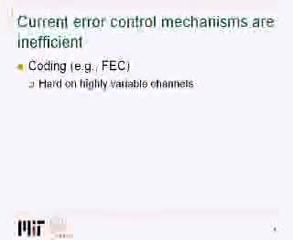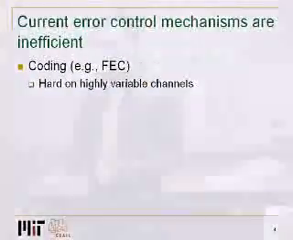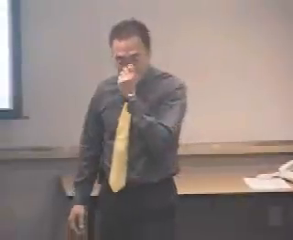Okay, we should move on. Since loss causes poor performance, one of the most important criteria for designing high-performance networks is to design mechanisms to overcome losses. However, current approaches have their drawbacks. For example, we can apply FEC, and as you know, FEC has overhead, and it's hard to do on highly variable channels. Really what matters is the time scale there.